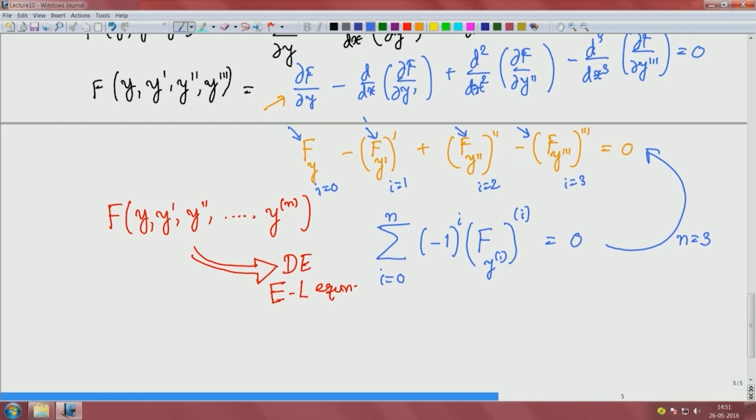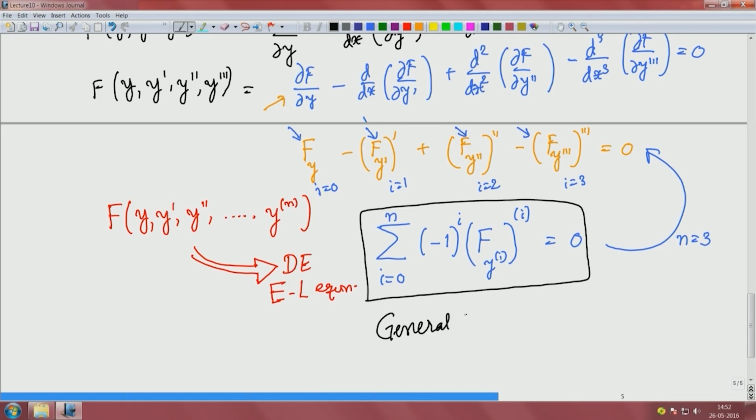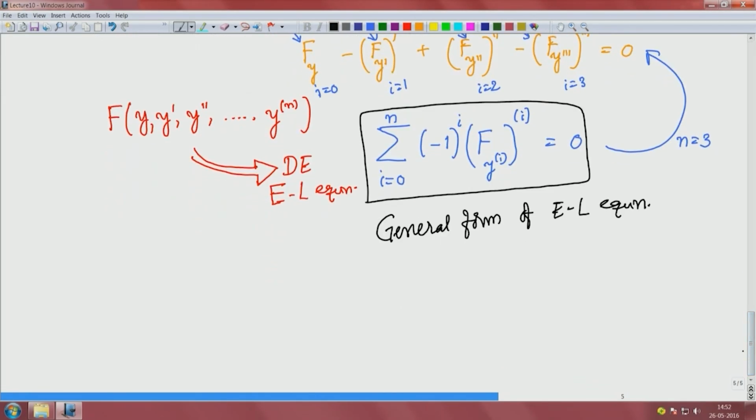So, that is how we get this. This will be the general form of the Euler-Lagrange equation for an integrand that has n derivatives. This general form can also be written for the boundary condition. So, this is the general form of the Euler-Lagrange equation for an integrand involving n derivatives. Similarly, the boundary conditions can be written.